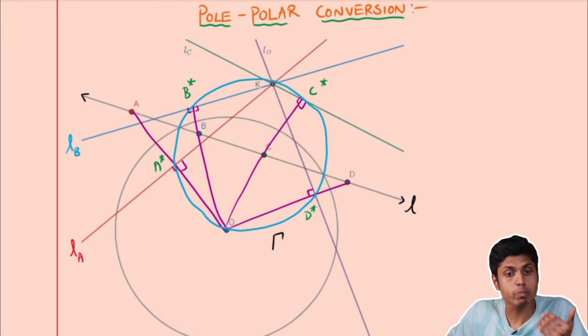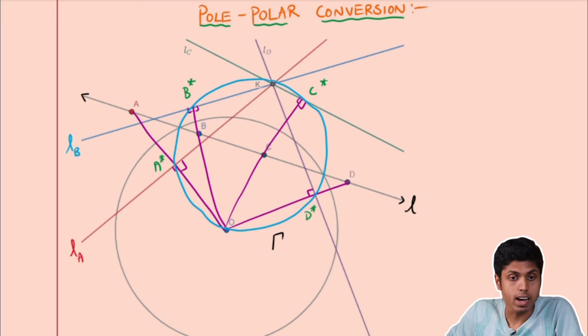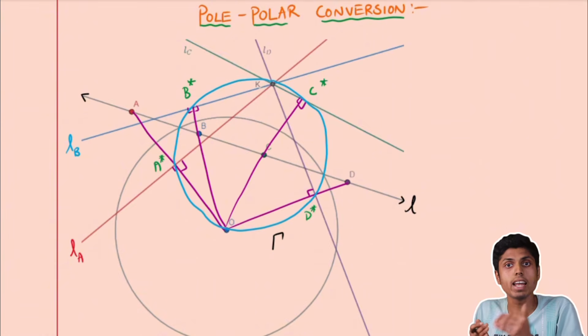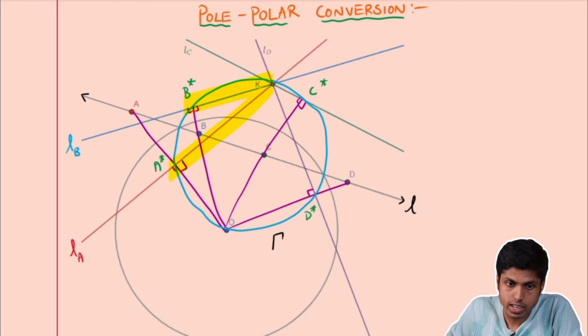Now I project these 4 points with the point of perspective at K, and that will create the lines LA, LB, LC, LD. You could see that KA star is LA, KB star is LB, KC star is LC, KD star is LD. You get 4 lines with the same cross ratio as those 4 points. Therefore, the pole-polar conversion preserves the cross ratio.